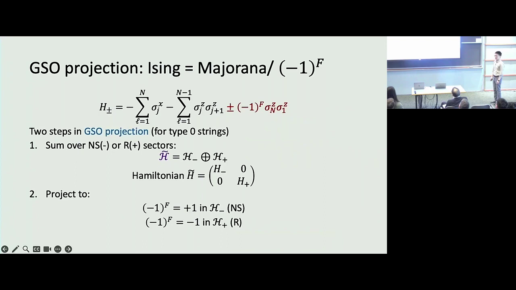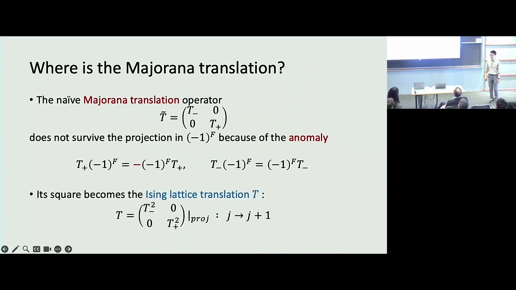Well, but the reason I want to do this exercise is I want to ask, under this GSO projection, where is the Majorana translation? On the Ising model, we only have n sites. There's no Z_{2n} symmetry, no matter how you look at it. So let's see what happened to the Majorana translation. Naively, I can consider this operator. I put the Majorana translation operator in the two blocks.